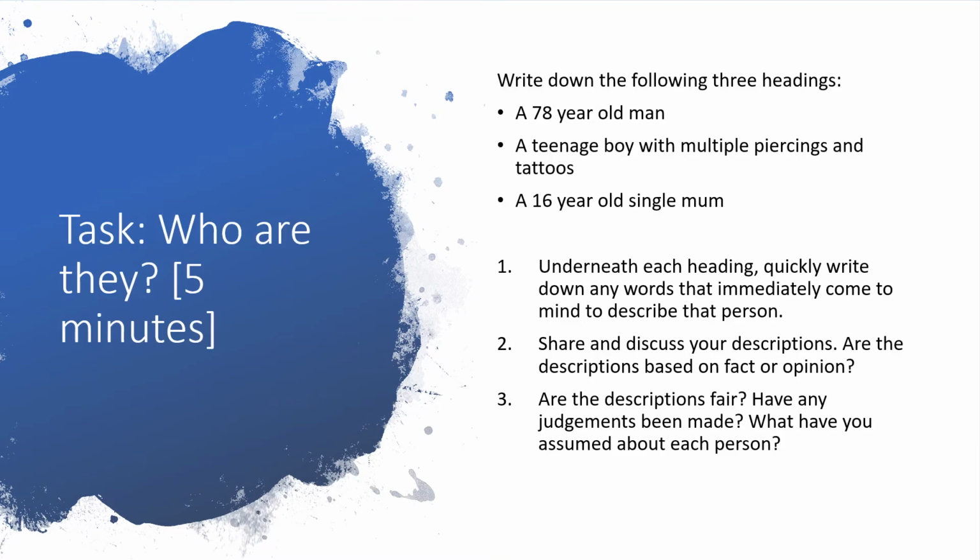For this part of the PowerPoint, I'm going to need you to pause it once I've finished speaking. You've got to write down the following 3 headings: a 78-year-old man, a teenage boy with multiple piercings and tattoos, and a 16-year-old single mum. Underneath each heading, quickly write down any words that immediately come to mind to describe that person.